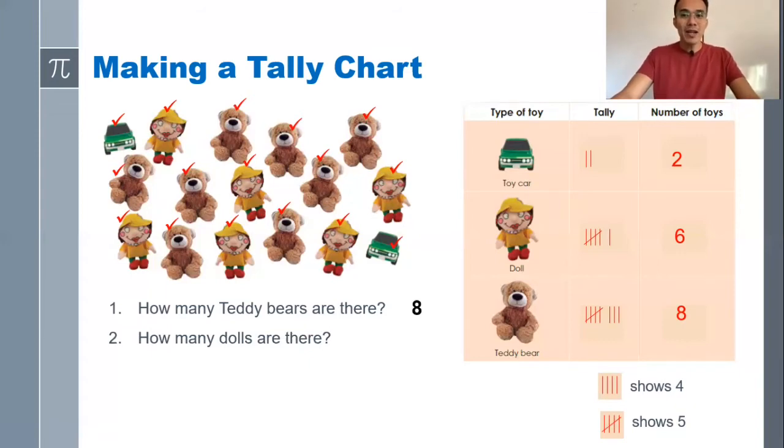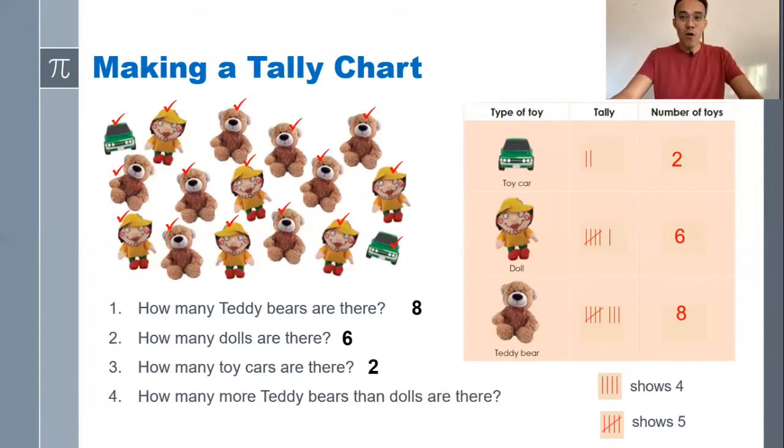Let's have question number 2. How many dolls are there? Just look at the tally chart and look at the number corresponding to the dolls. And it is 6. See? Let's have question number 3. How many toy cars are there? There are a total of 2 toy cars.